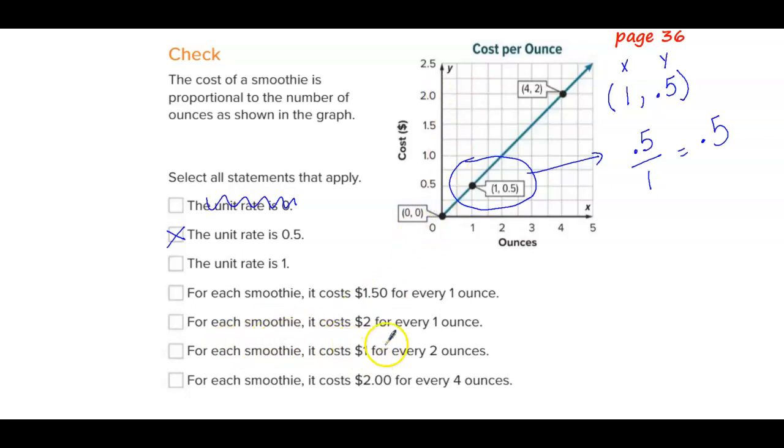For each smoothie, it costs $1 for every 2 ounces. 2 ounces is $1. Look at that, right on the graph. So this one is true. And for each smoothie, it costs $2 for every 4 ounces. 4 ounces, $2. Yep, that one's right also.